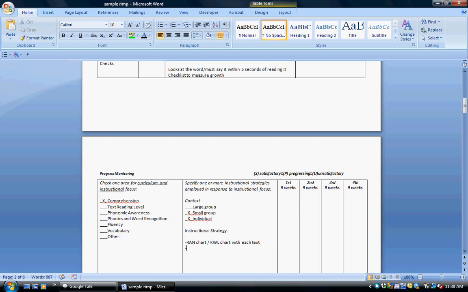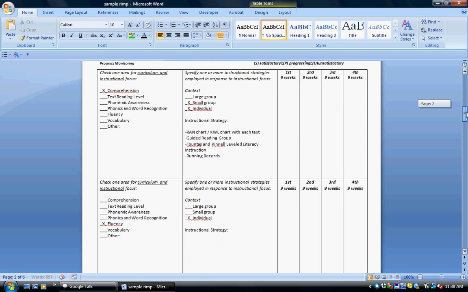We are going to do a guided reading group, and we're going to put him on the Fountas and Pinnell Leveled Literacy Intervention, which must be given by a qualified professional to do that. You can't just willy-nilly do them on your own. I'm also going to do running records. You don't have to do 4 strategies. You need to pick the 1 or 2 you can live with. I'm just giving you examples, if that makes sense.